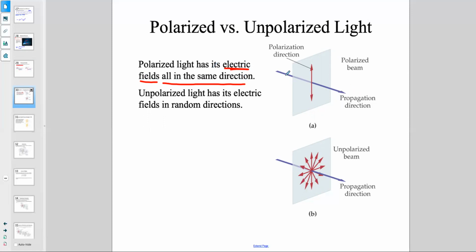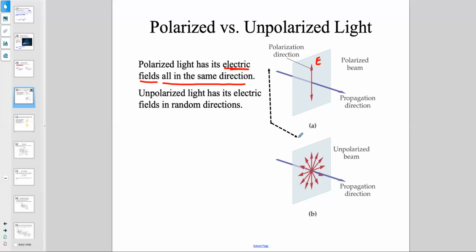So I have a propagation direction, or the direction of the velocity of the light. What I have here is a kind of filter, which can polarize the incoming light. So we have a polarized beam going through. In other words, I have this beam coming in, but all the E, or all the electric field, are in this direction.